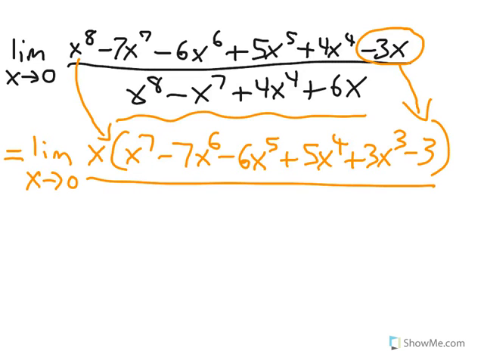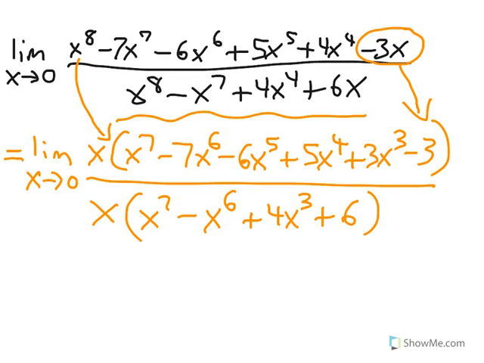Do the exact same thing on the bottom, because we know the bottom is really where our problem is. We don't really care if the top goes to 0. When we take x out of x to the 8, we get x to the 7, minus x to the 6, plus 4x to the 3, plus, again, this is just 6, because we've taken that x out. So that 6x became 6. Now you can quickly see that the x that's causing the problem going to 0 can be canceled with this x on top.